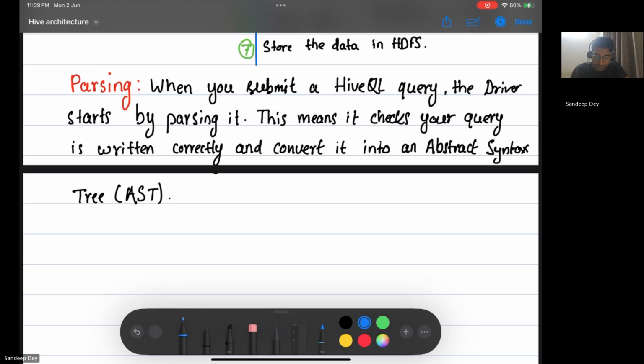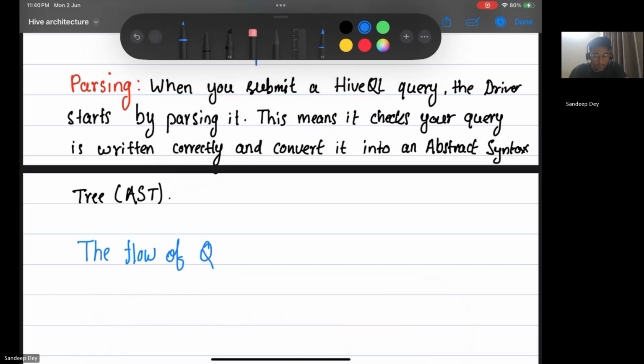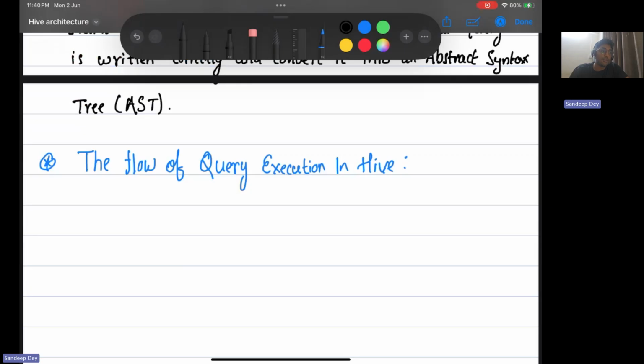The flow of query execution in Hive. So when you run a query in Hive, several steps are involved in processing and executing it. Okay, here's a detailed breakdown of the entire process.